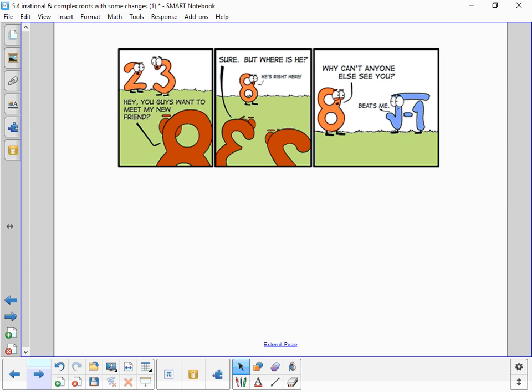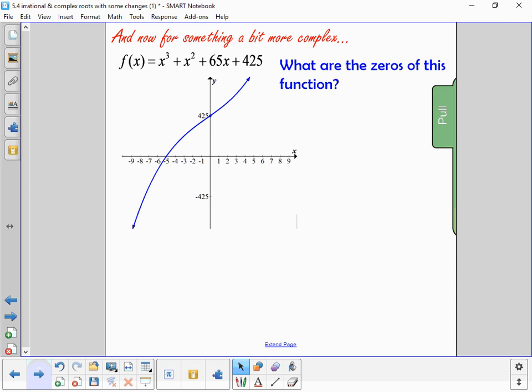All right, a little comic for you. You can pause it and read it if you want. It's pretty funny.